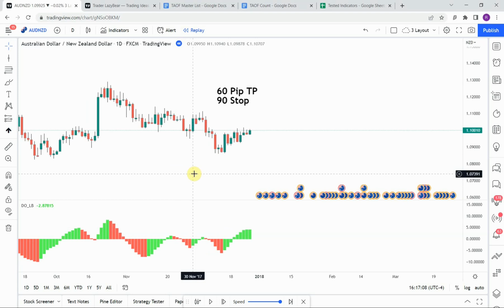Today we will be testing the derivative oscillator.